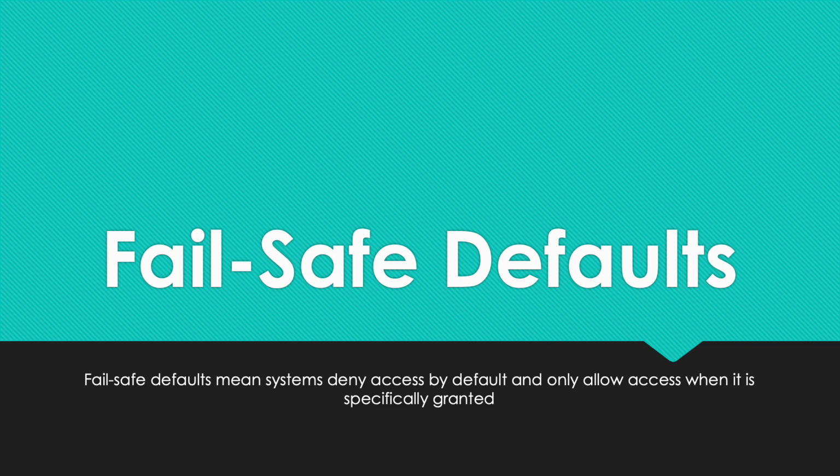Failsafe defaults mean denying access unless permission is clearly granted. The main idea is staying secure even when things fail or are misconfigured. A normal example is new users starting with no permissions until they are assigned.